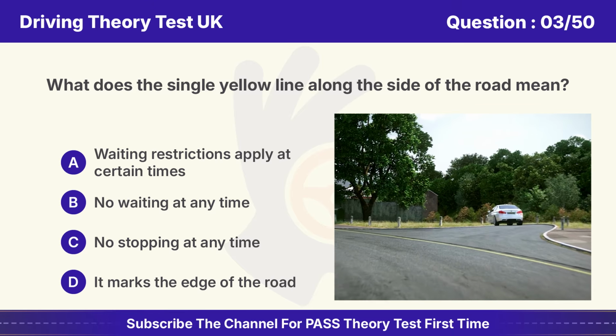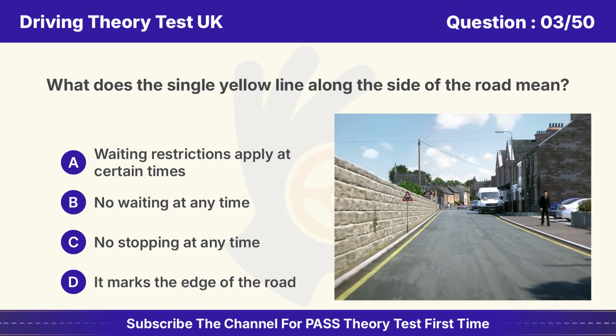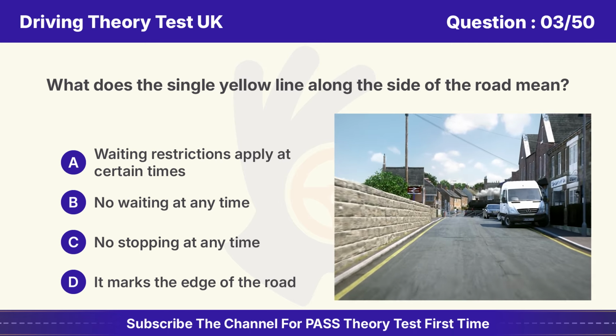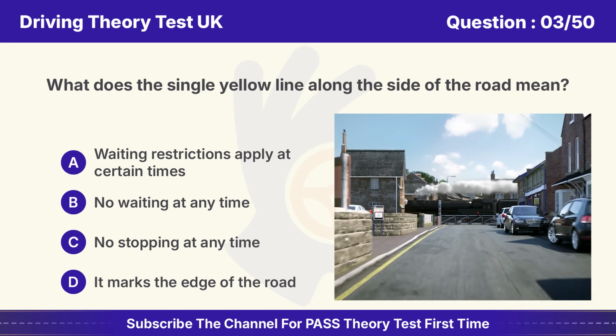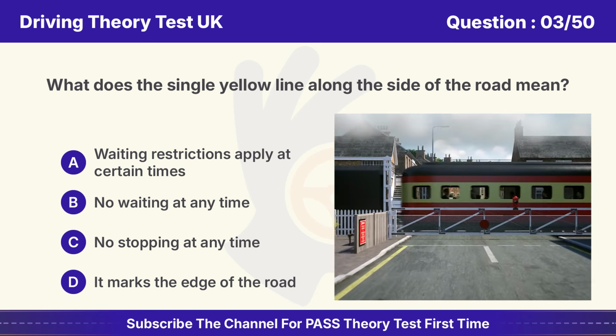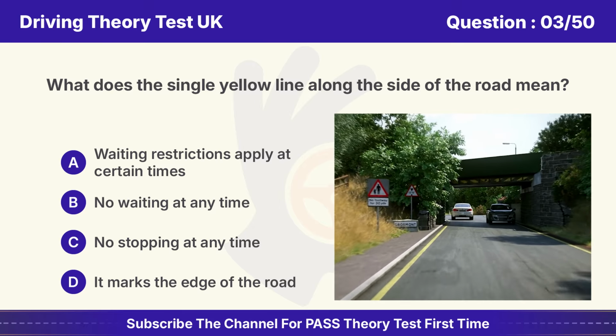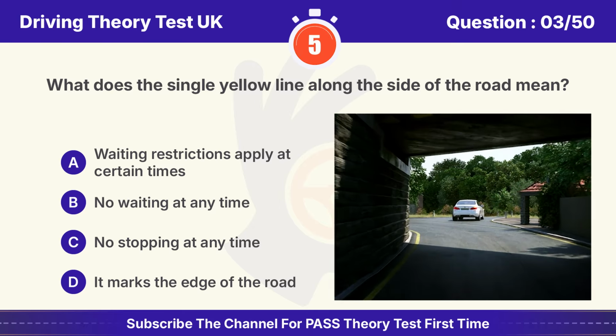Question 3. What does the single yellow line along the side of the road mean? Option A. Waiting restrictions apply at certain times. B. No waiting at any time. C. No stopping at any time. D. It marks the edge of the road.